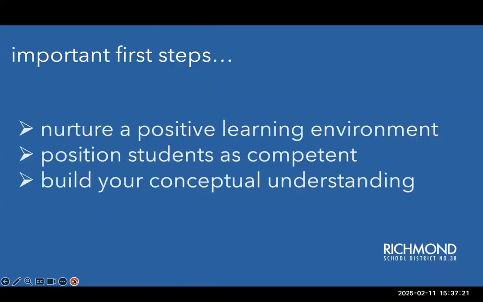So first steps when planning and designing, we need to think about ways to nurture a positive learning environment in mathematics. We need to position ourselves and position students as competent. And so sometimes that requires us to check our language, check our biases, check our assumptions, and make sure that we're positioning the students that we're learning with as being competent.